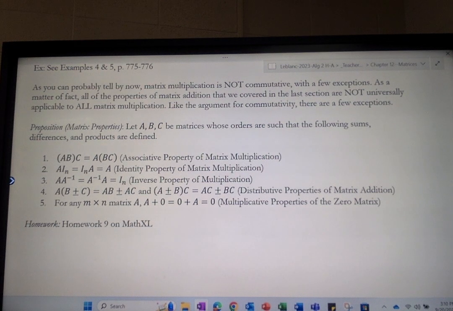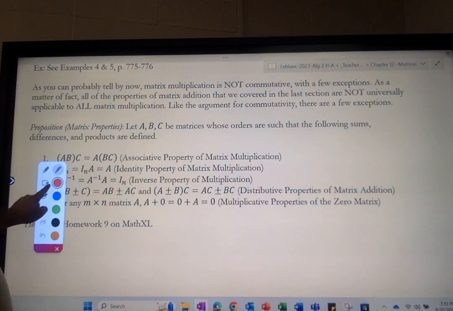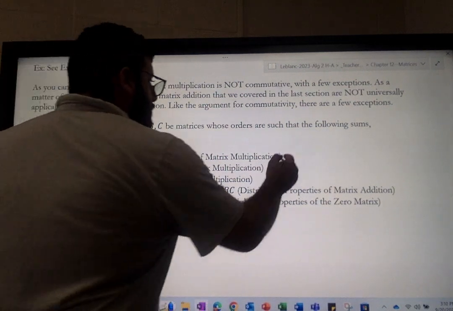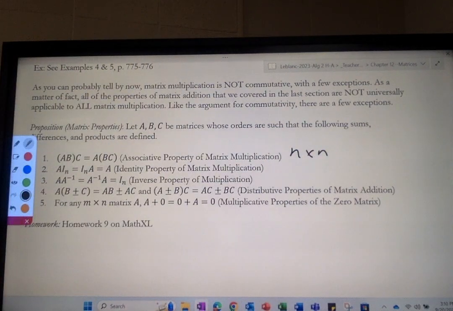Now, usually it's associative when it comes to square matrices, meaning it's 1 by 1, 2 by 2, 3 by 3, and so on and so forth. Just like addition, multiplication of matrices also has an identity and an inverse.